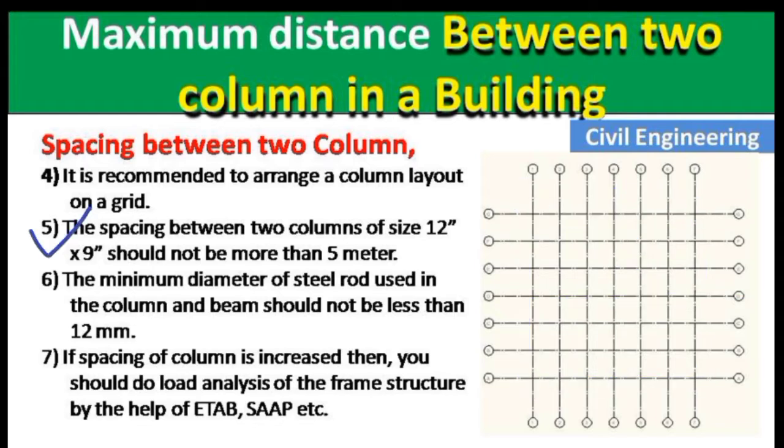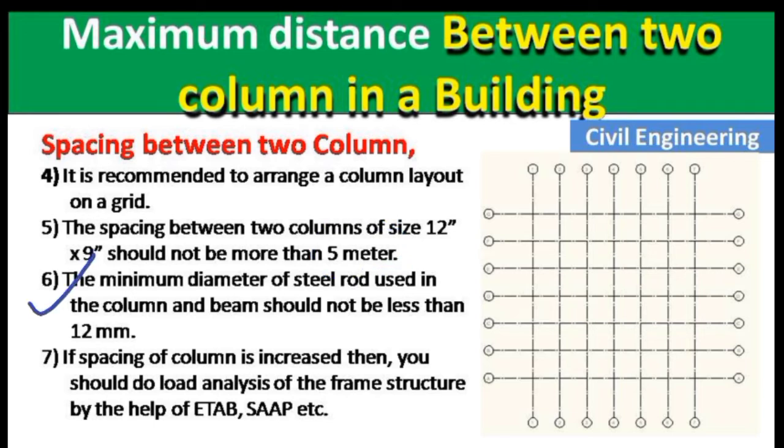After that, the spacing between two columns of size 12 inch by 9 inch should not be more than 5 meter. If we are constructing a column of size 12 inch by 9 inch, then the spacing should not be more than 5 meter. If our column is 9 inch by 9 inch, then we can put up to 4 meter of spacing between the two columns. But if our column dimension is 12 inch by 9 inch, then how much can we put? 5 meter as the spacing of the columns.